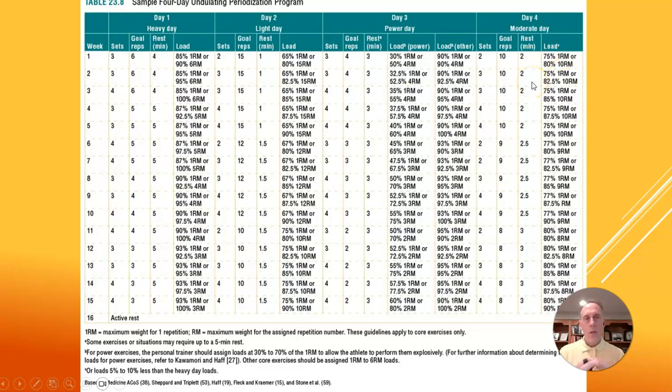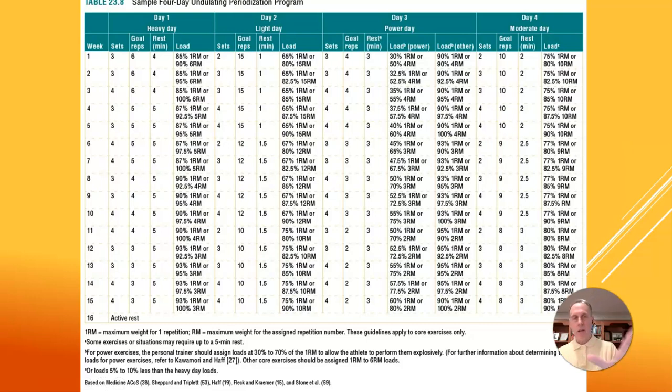So with this, what you see also mapped out here, and I just want to point this out, is on the power day, you see how you have load for power and then load for other exercises. Notice how they're different, and that's with purpose, and that's what I was talking about before. So with power exercises, a personal trainer should assign loads 30% to 70% of the 1 rep max to allow the athlete to perform them explosively, and I would say to allow them to perform the exercises explosively yet properly.